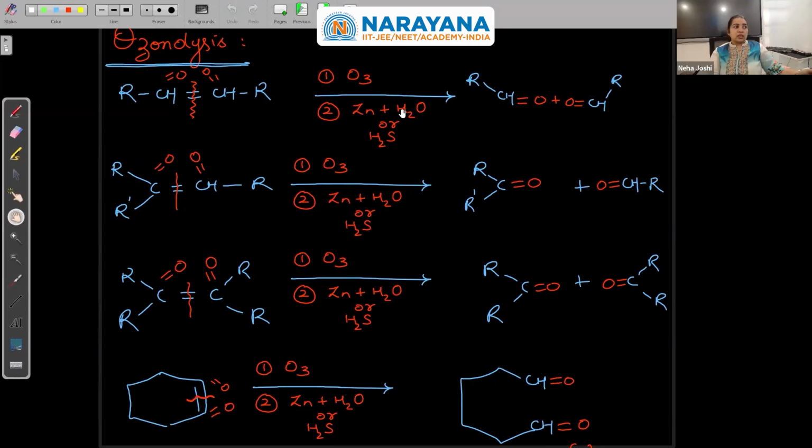First is ozone, then the reagent given for breaking that ozonide is zinc plus water, or you can have zinc plus H2S, or simply H2S will also do. You will have this type of fission. The net reaction is: break the bond, put double bond O. If you want to go back, just place the products in a way that the two oxygens are approaching each other. Remove them, extend the double bond, and you will get the parent. That is the approach we want.